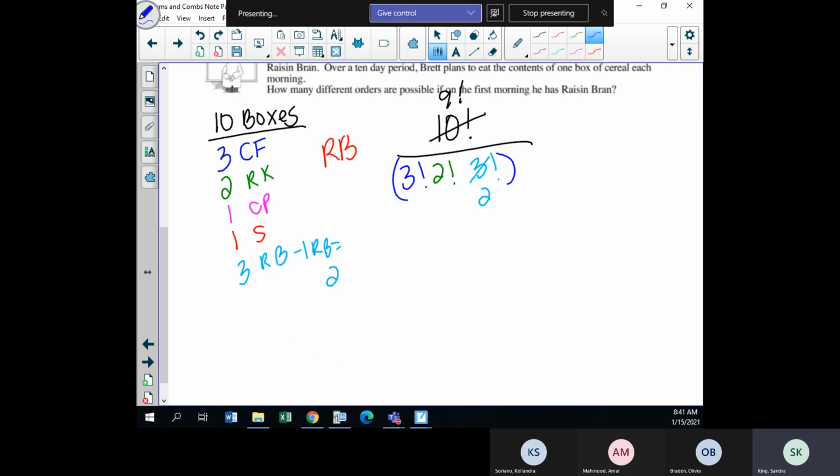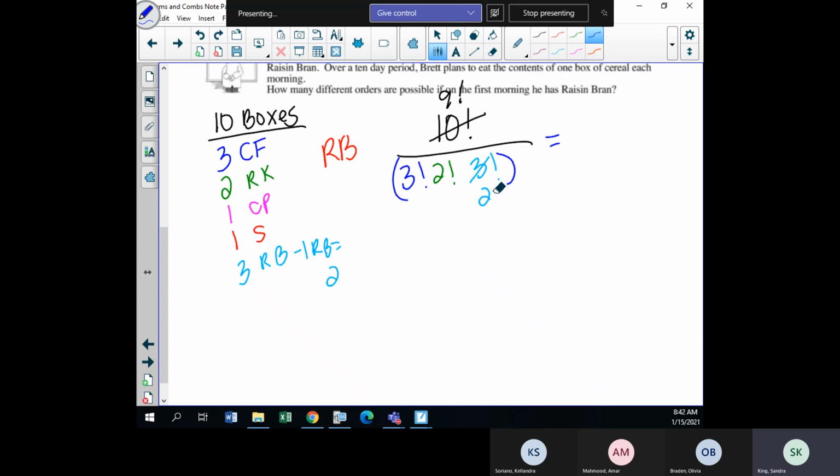Put that in a bracket. And there's only 9 boxes of cereal that he's truly arranging. 3 factorial times 2 factorial times 2 factorial. One sort of just aside that I want to make: do you guys truly need to type in a factorial for the 2? No. So you could type in 3 factorial times 2 times 2.